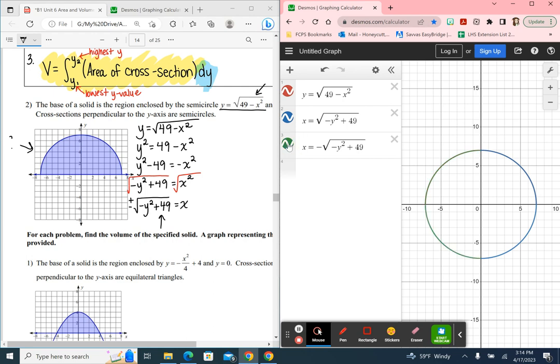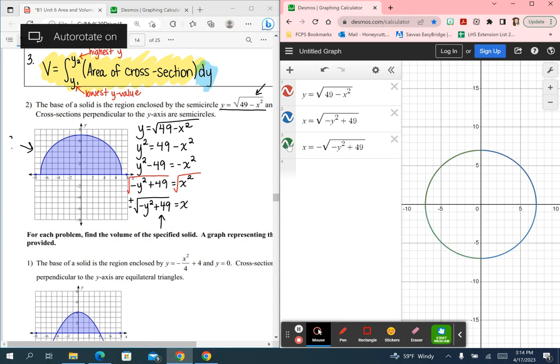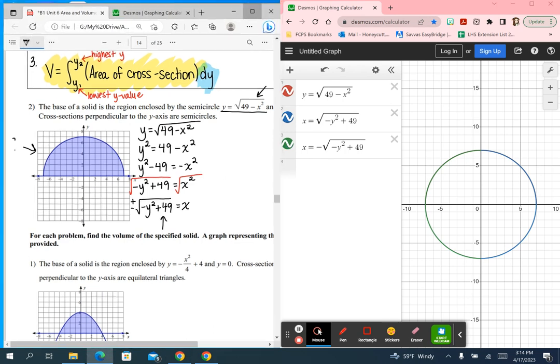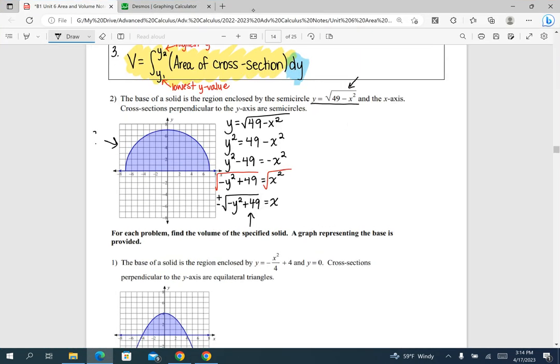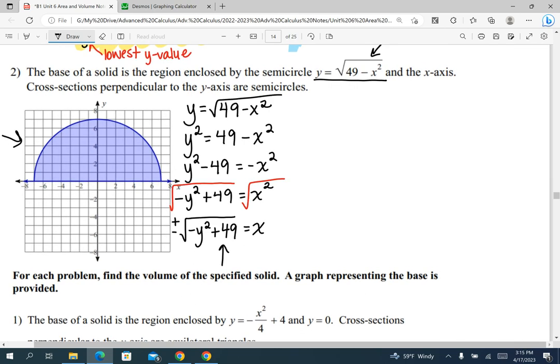All right, so now let's look at how we're going to set this up. So I have my cross section. Remember, the cross sections are going to go perpendicular to the y-axis, and they're going to come up vertically off, okay? So my cross section looks like this.